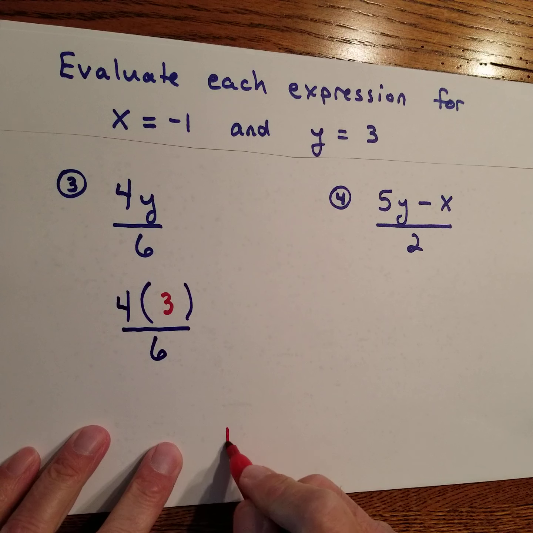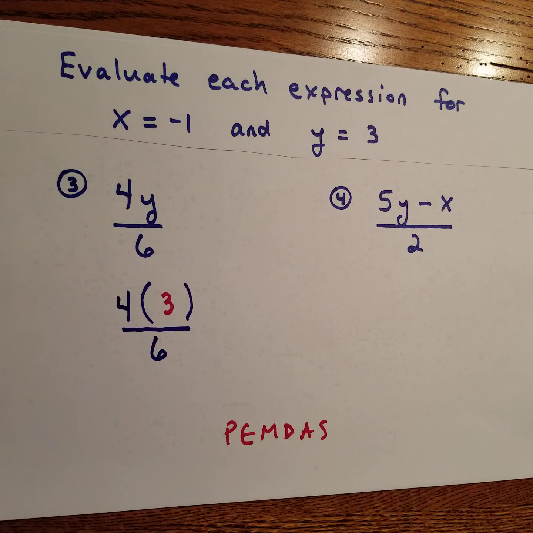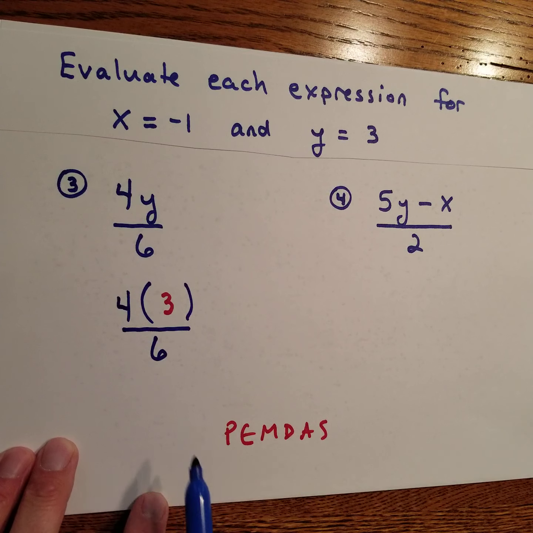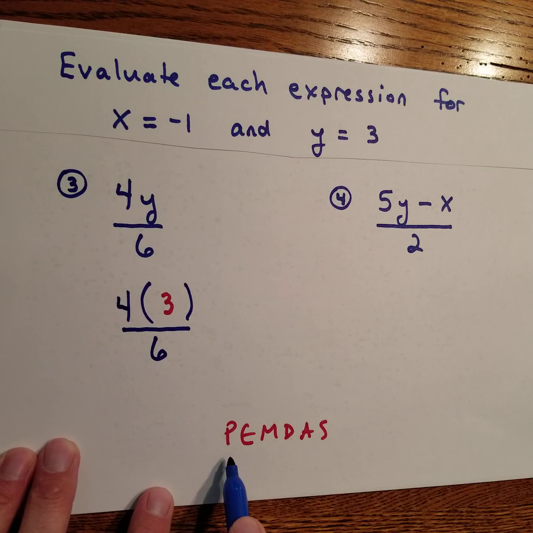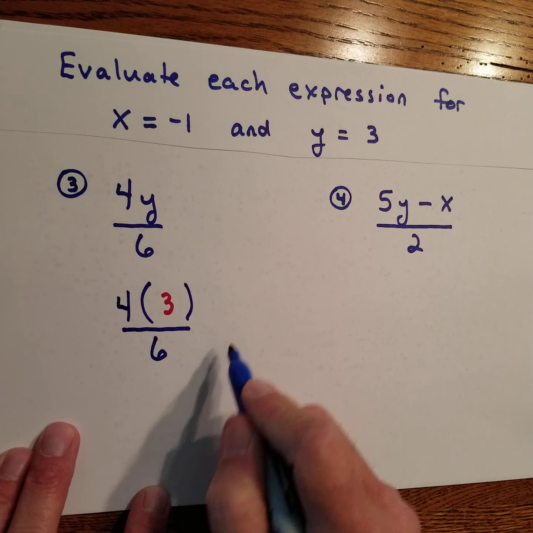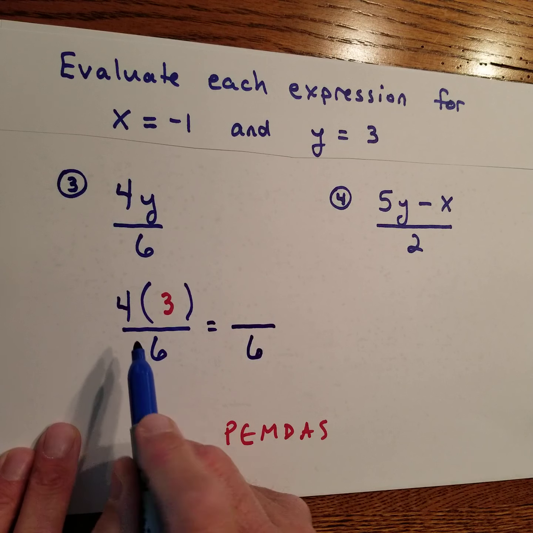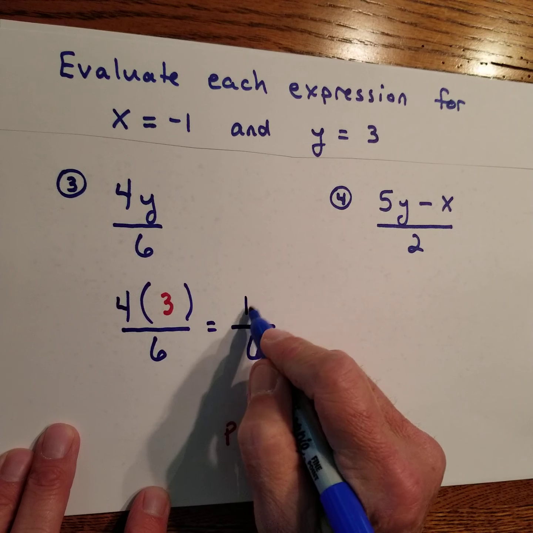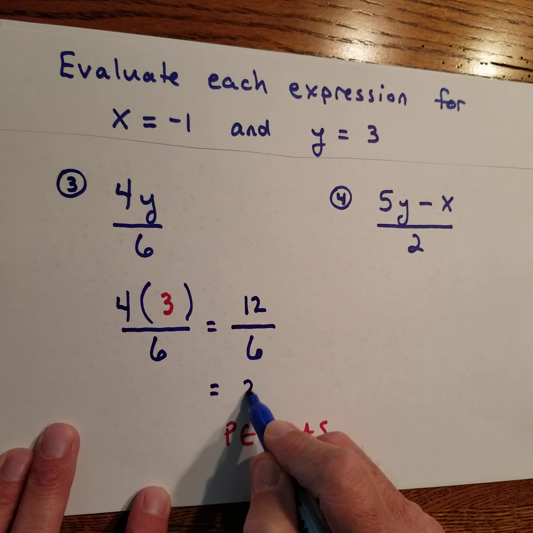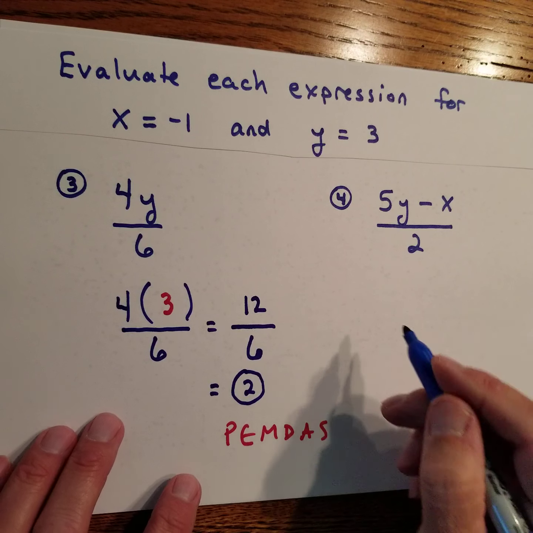Now if I'm thinking PEMDAS, I want to remember that this division bar acts like a grouping symbol. It acts like a set of parentheses. There's a top group and a bottom group. In the bottom, there's not much to do. In the top group, we'll multiply 4 times 3. Final answer, 12 divided by 6. That's 2. Here comes number 4.